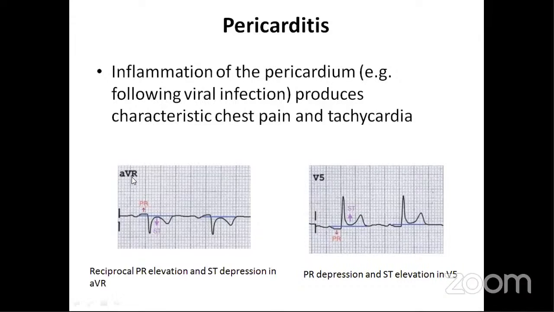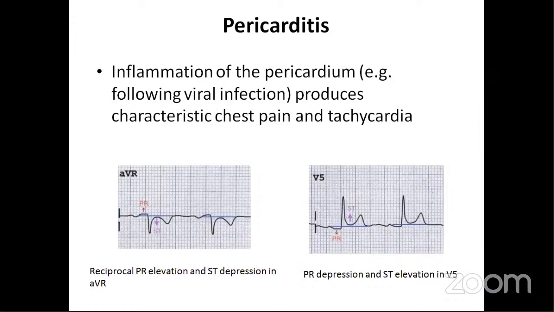When recording it, we have a 12 lead system. In lead aVR, there is reciprocal PR elevation and ST depression. If there is pericarditis, in lead V5 the PR depression and ST elevation occurs. So these are the abnormal conditions that have an impact on the ECG waveform.